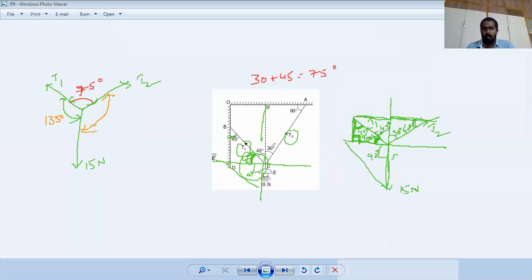Here this angle is 60, and the remaining angle is 30. The remaining angle is 60. Here the angle is 90 degrees. 90 plus 60, how much? 150 degrees. So apply Lami's theorem at point C. Apply Lami's theorem at point C. Tell me.